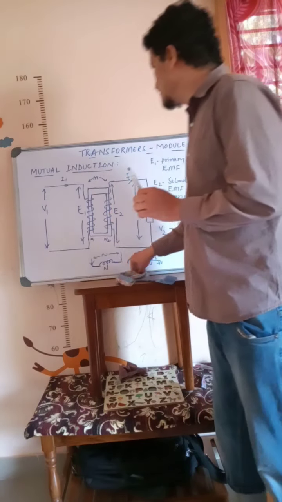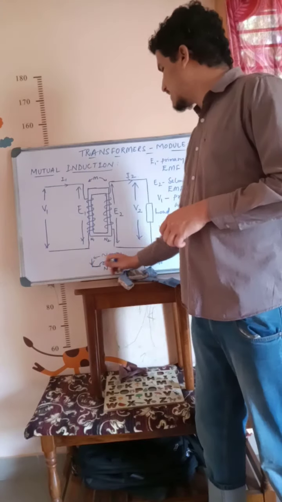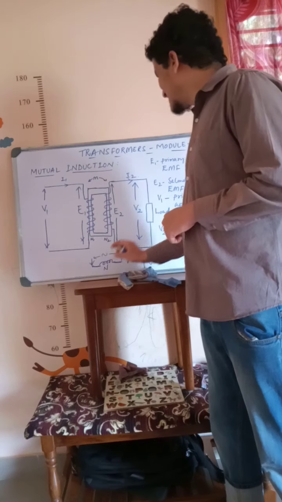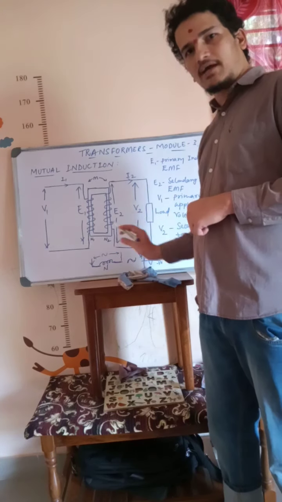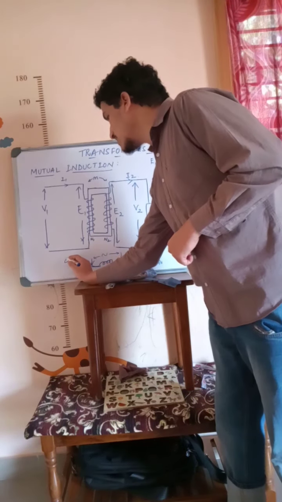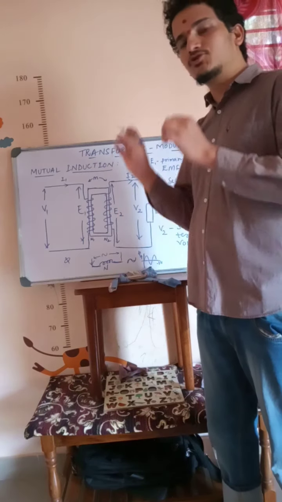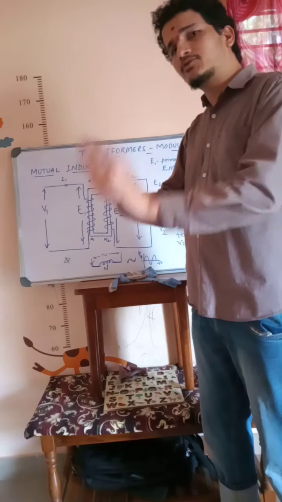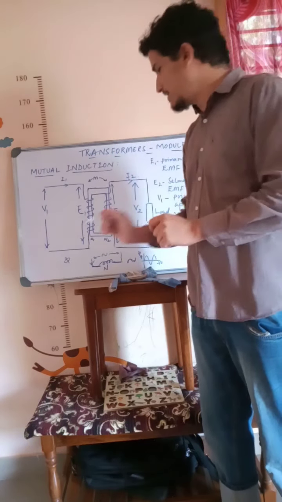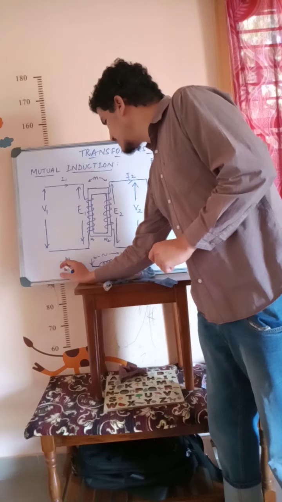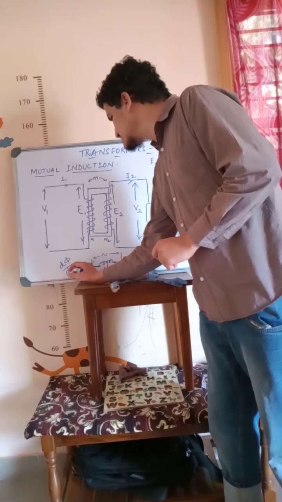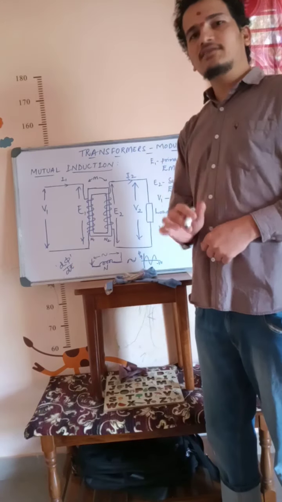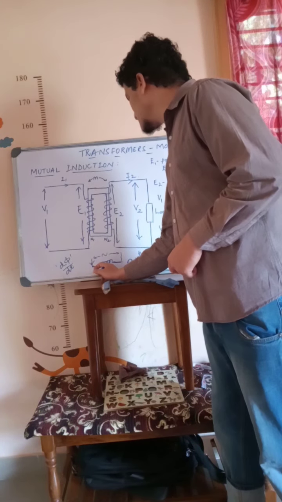We shall come back to the main law. When you pass a current through this, it sets up a magnetic flux. When the magnetic flux changes with respect to time, when this flux is not constant but varies on the time scale, if d phi by dt exists, Faraday says that an EMF is induced.